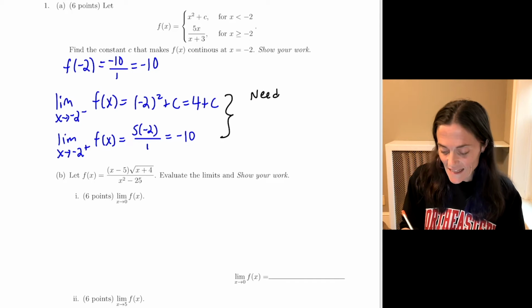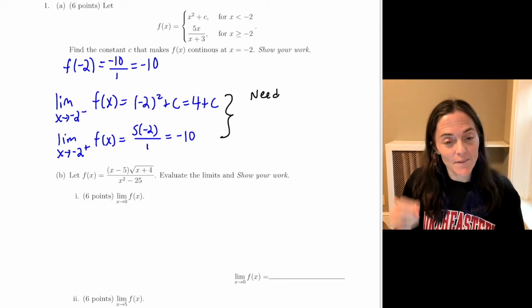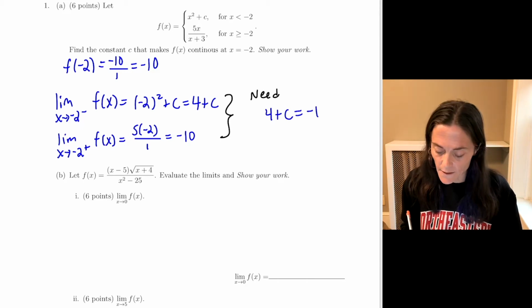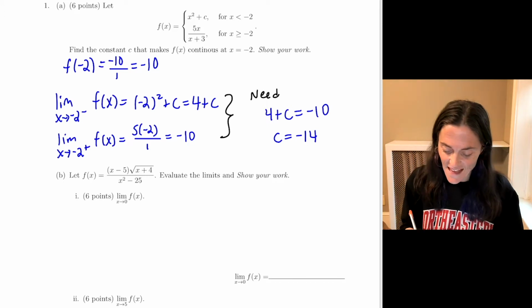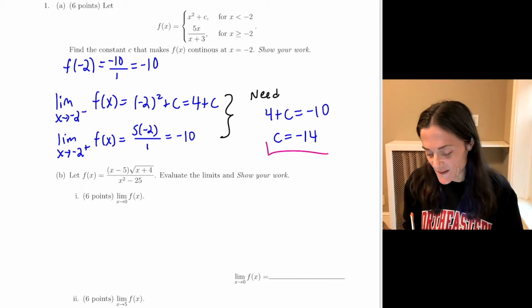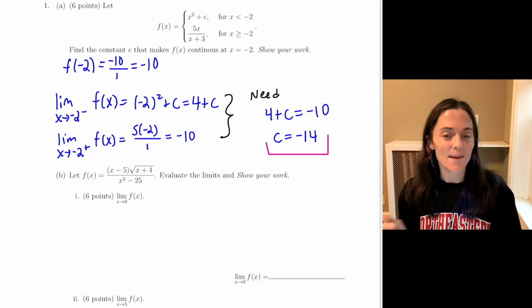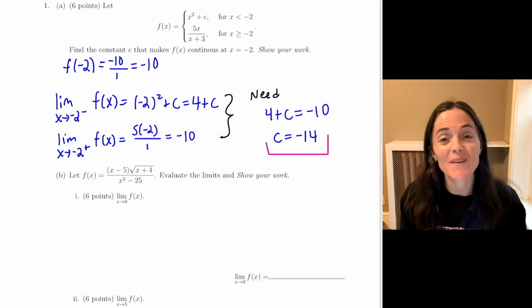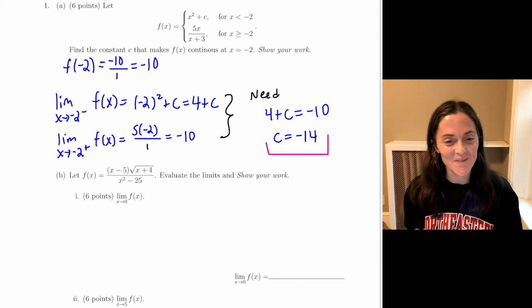So in order for the limit to exist and equal the function value, we need the following. We need the limit from the left to equal the limit from the right. This would be 4 plus c is -10. And we get c equals -14. This would give this function as continuous. It would say the overall limit is here, -10, and that equals the function value. We have continuity at -2.